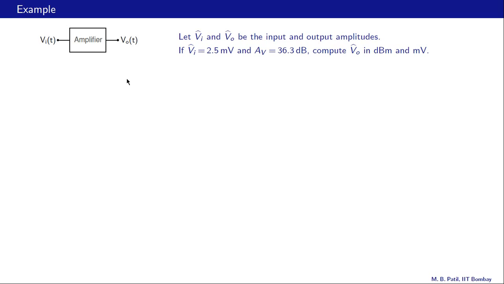Let's take an example to get used to these dB calculations. Here is an amplifier with input Vi and output Vo, and these are sinusoidal. Vi cap and Vo cap are the input and output amplitudes. If Vi cap is 2.5 millivolts and the gain of this amplifier, the voltage to voltage gain, is given to be 36.3 dB, then we want to compute Vo cap both in dBm as well as in millivolts. So let us see how to do that.